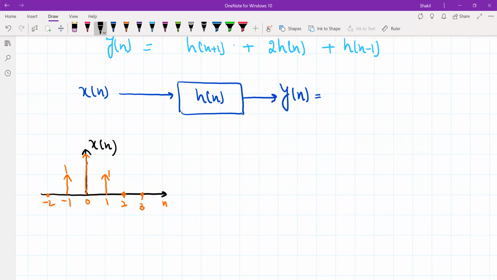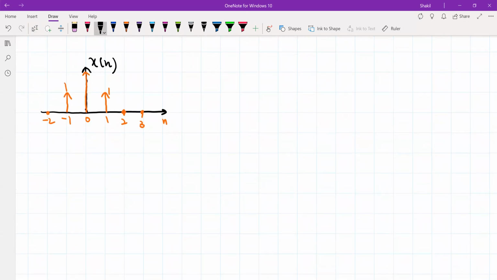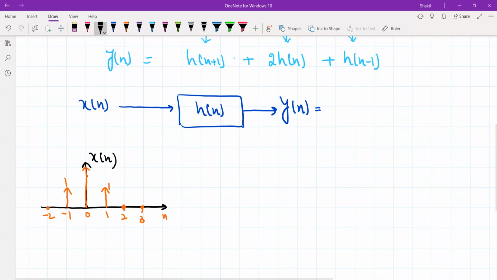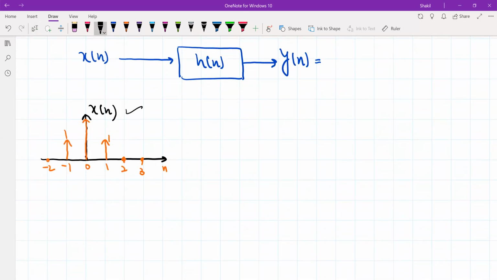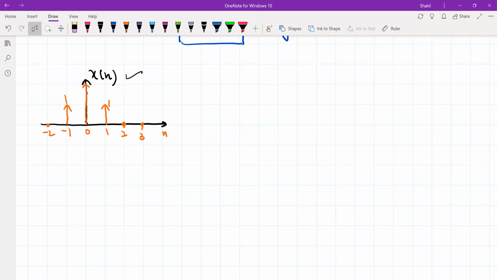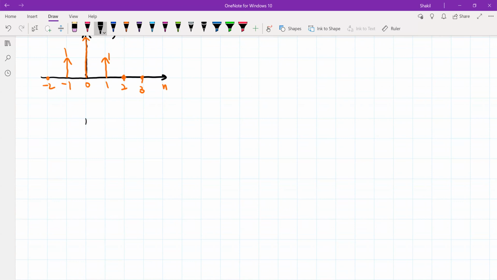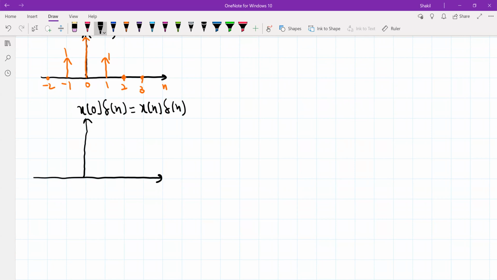Now, first we'll apply this as the input. To obtain this, we multiply x of n with delta n. The output of that multiplication will look something like this. This is x of 0 delta n, which is the same as x of n delta n. The input to the system is now this: 2, and the rest of the sample points will be 0. So this is the input to the system.